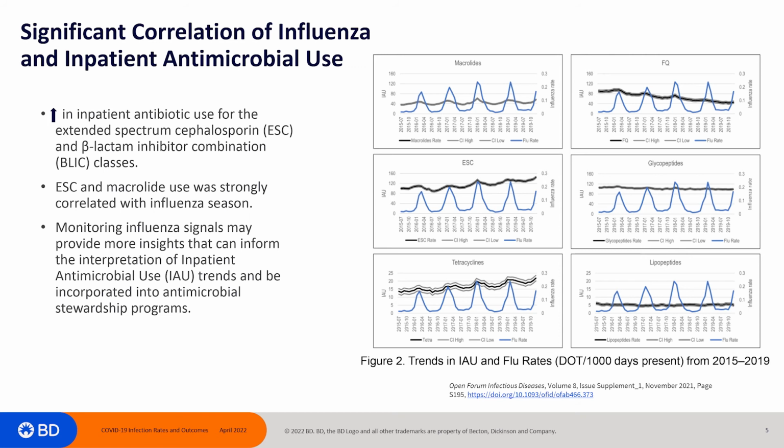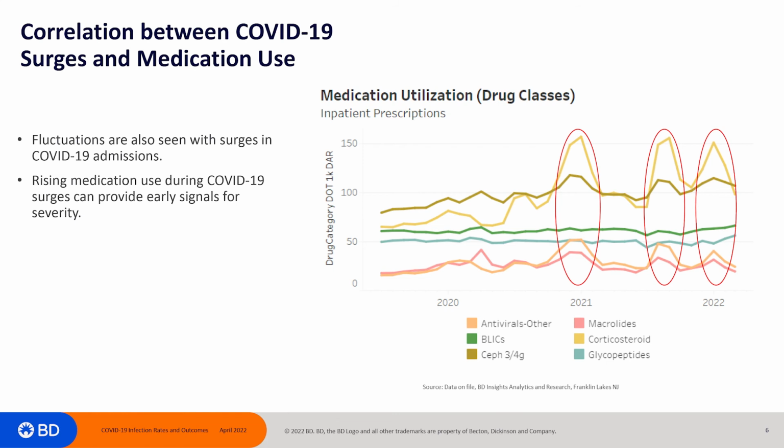What we found is extended spectrum cephalosporins and macrolide use was strongly correlated with influenza season. So again, monitoring influenza signals from this analysis we found may provide some more insights that can inform interpretation of inpatient antibiotic use trends, and maybe be incorporated into antimicrobial stewardship programs as well. So how does this translate to the COVID-19 pandemic?